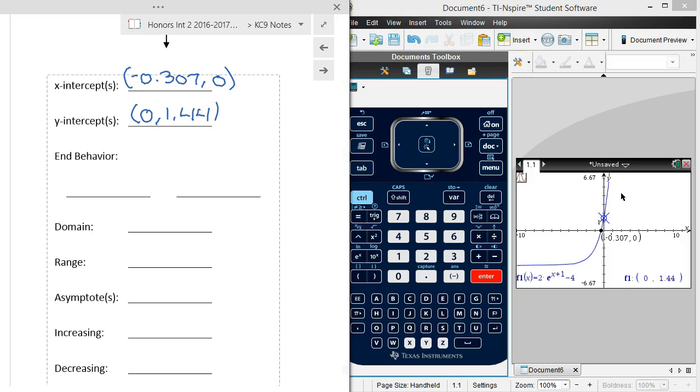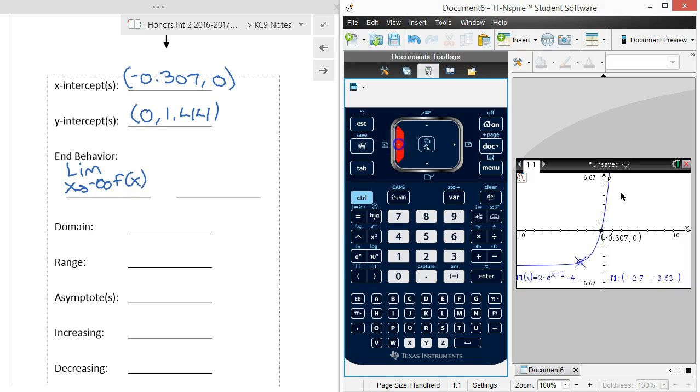For my end behavior, the limit as x approaches negative infinity of f of x. Well, what is my y value getting closer and closer to? I'm at negative 3.9, negative 4.2.